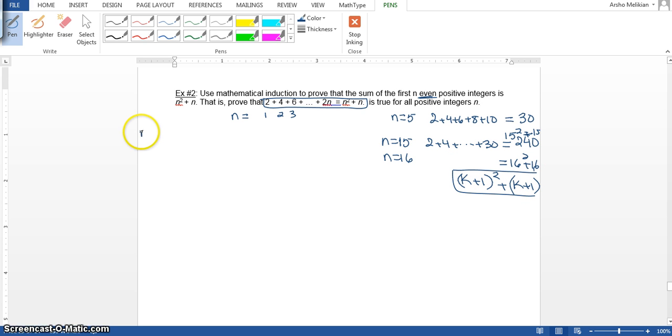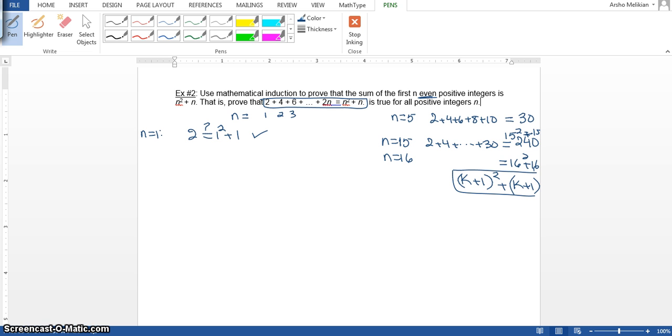First, we have to prove the n equals 1 case. If n equals 1, then we're only adding one number, and that's 2. And now let's see if that equals n squared plus n. Does 2 equal 2? It does. And that's the first step.